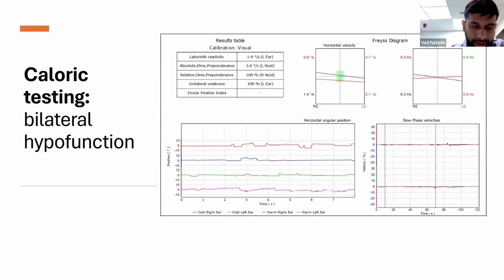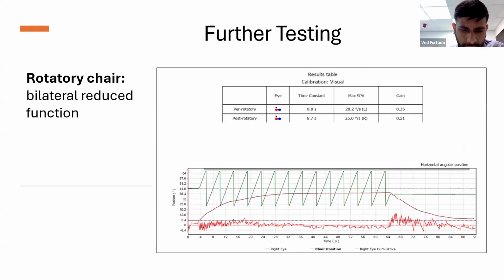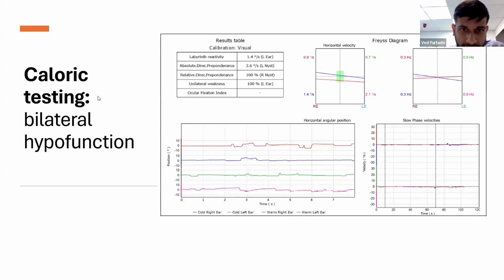Now, caloric testing indicated bilateral hypofunction, as can be seen in the low peak slow phase velocity values, which are as low as 0.9 and 0.7 degrees per second in the right, and 1.4 and 2.1 degrees per second in the left. Now, obviously, disregard the CP and DP values here, because they should not be taken into account when the individual ear values are this low.